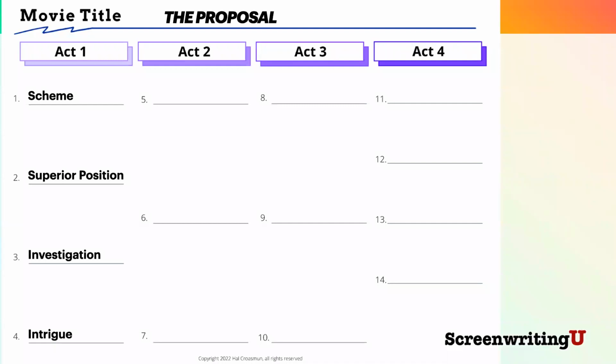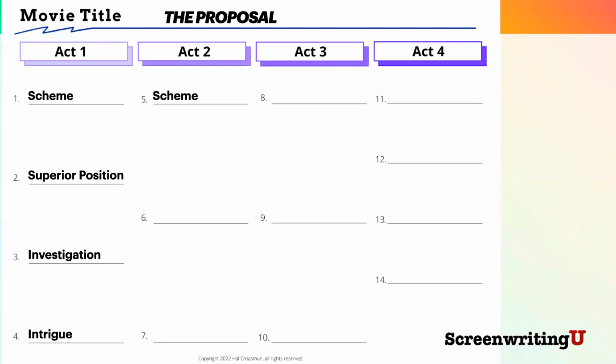The intrigue in this situation is, can they trick the INS? Can they trick immigration? And they're actively conspiring together. They're going through this whole process to be able to do that. But let's take it a step further. Now we go into the second act.